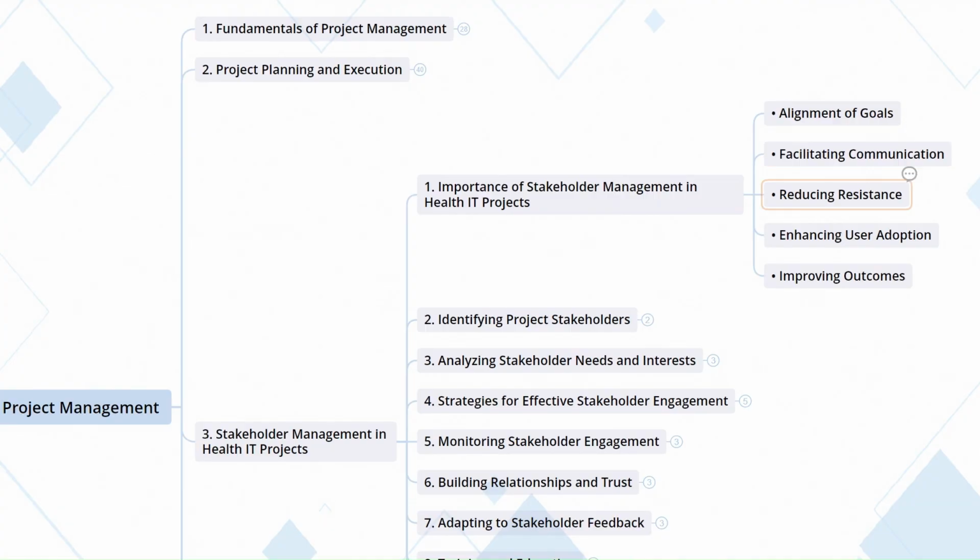Next, reducing resistance. Engaging stakeholders early in the project can help identify potential resistance points, allowing project teams to address concerns proactively and mitigate opposition to proposed changes.